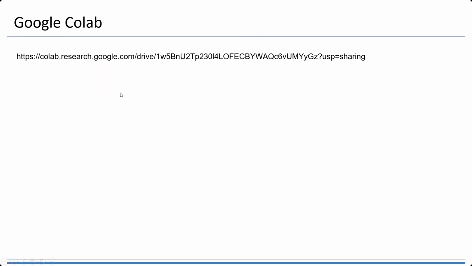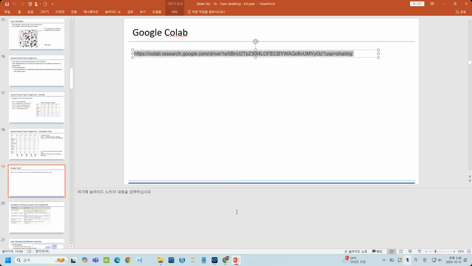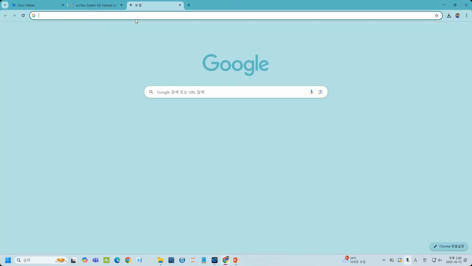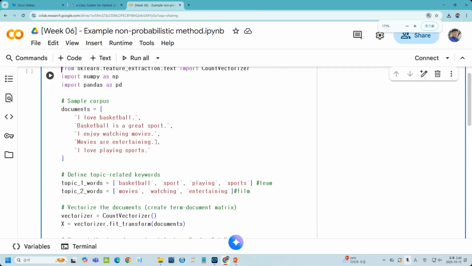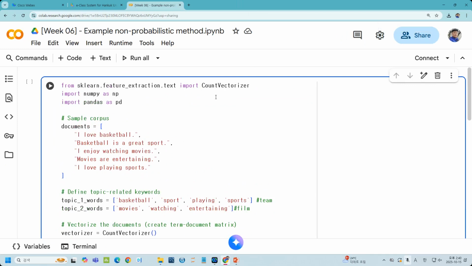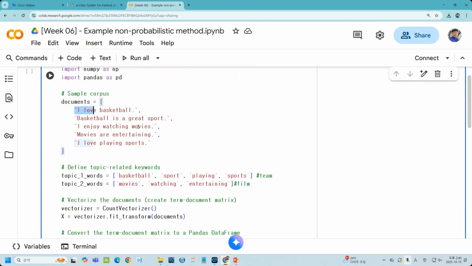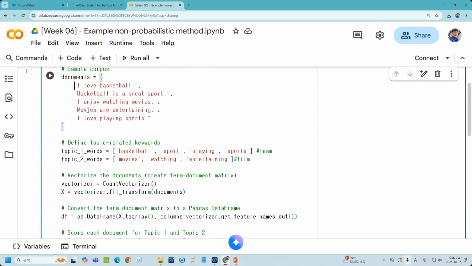Okay, let's see the code. I made simple code. I use the CountVectorizer to calculate the count. The documents are the same as the example in the PowerPoint. We have 5 texts or 5 documents: I love basketball. Basketball is good sport. I enjoy watching movie. Movies are entertaining. And I love playing sport.